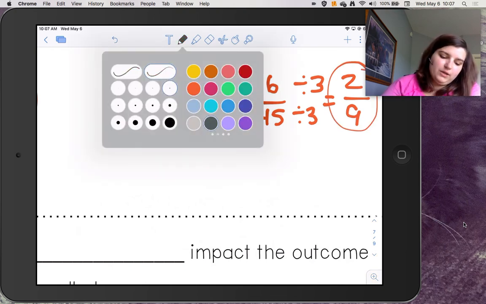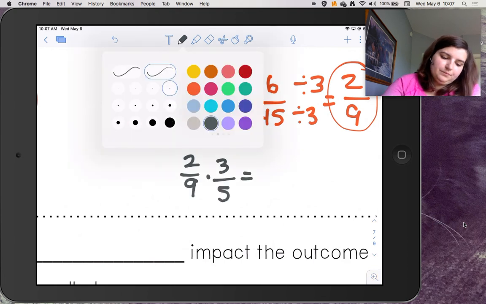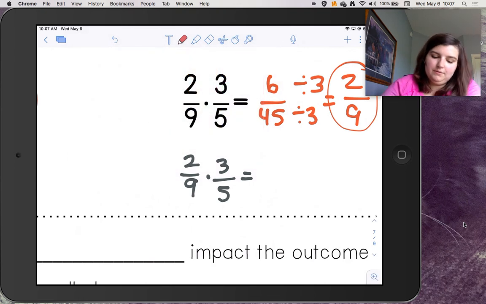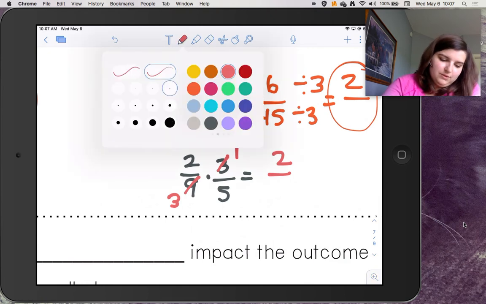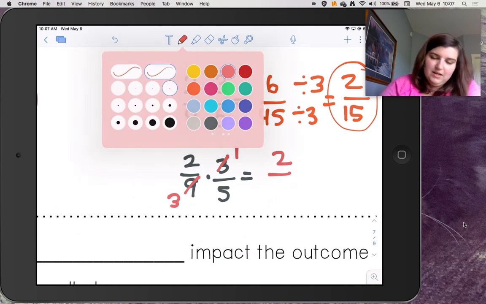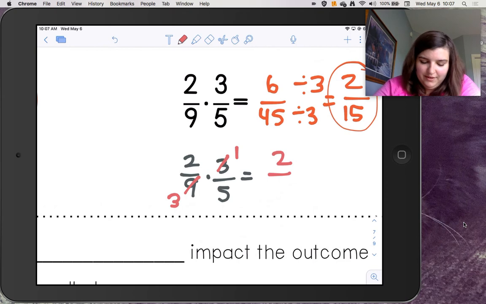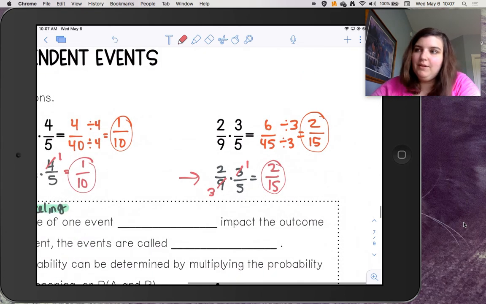Or I could cross cancel. 3 and 9 have 3 in common. 3 divided by 3 is 1. 9 divided by 3 is 3. So then multiplying straight across, now I get 2. Oh my God, before did I write 9? Okay. 45 divided by 3 is 15. Sorry. And 3 times 5 is 15. You can see that I am much more successful in this method, but that may not be true for you.